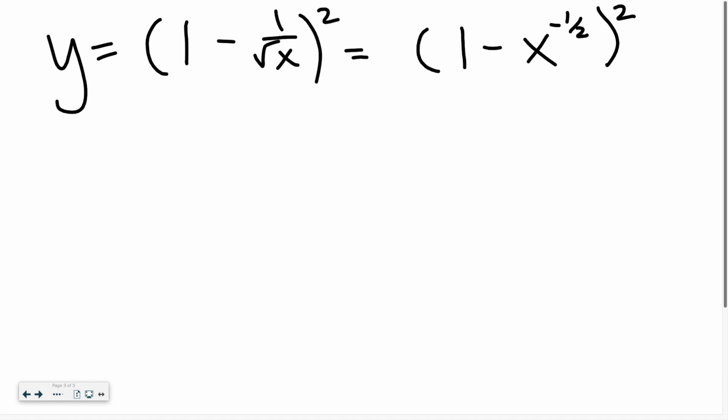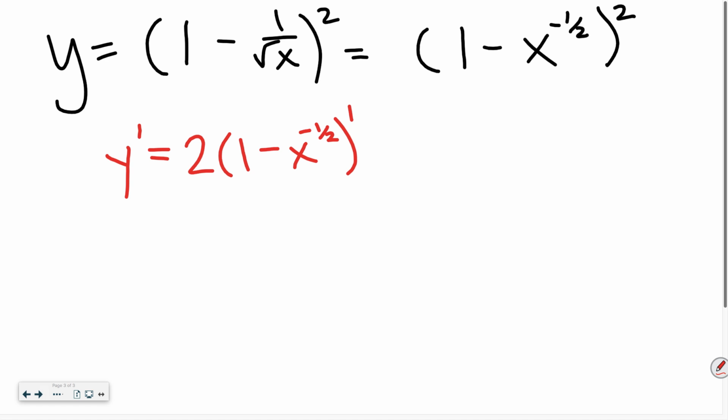So now when we take our derivative, okay, we have a function being squared. So our first job would be to take care of that square. Okay. Inside of our square is 1 minus x to the negative half.